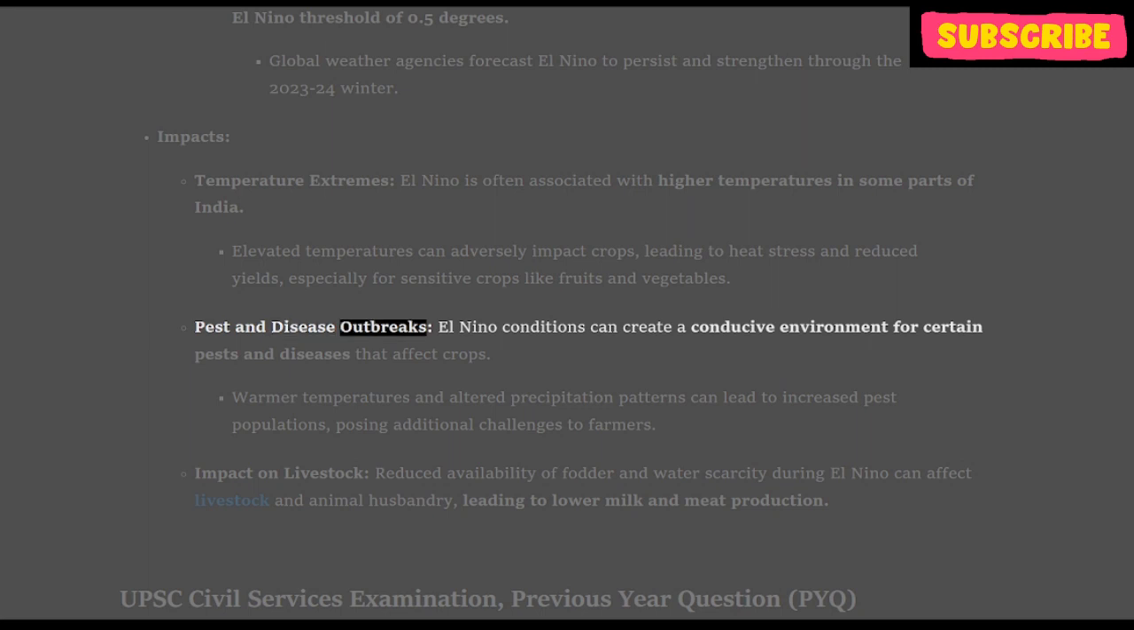Pest and disease outbreaks. El Nino conditions can create a conducive environment for certain pests and diseases that affect crops. Warmer temperatures and altered precipitation patterns can lead to increased pest populations, posing additional challenges to farmers. Impact on livestock. Reduced availability of fodder and water scarcity during El Nino can affect livestock and animal husbandry, leading to lower milk and meat production.